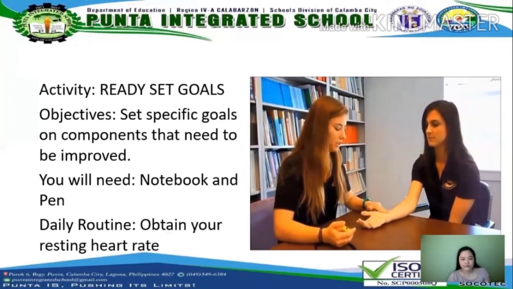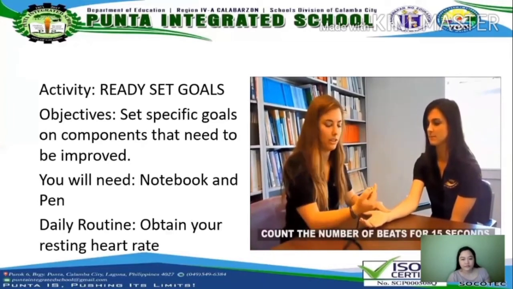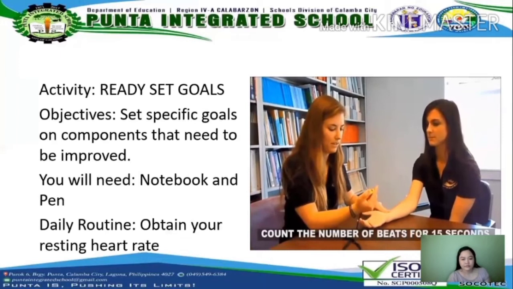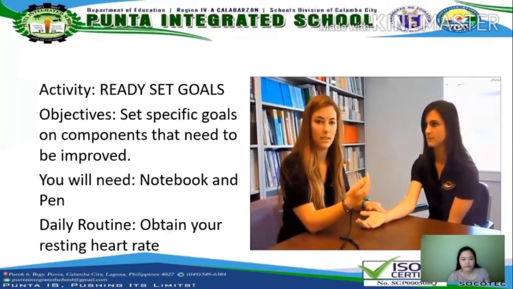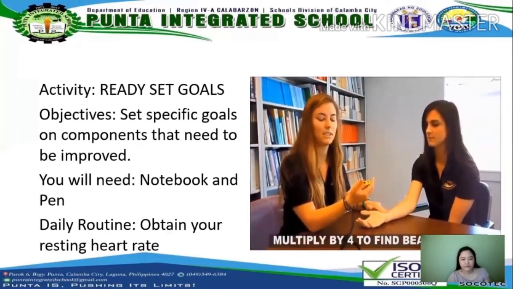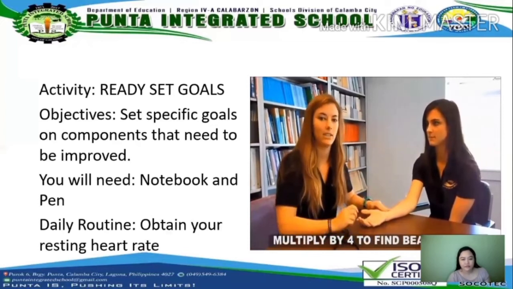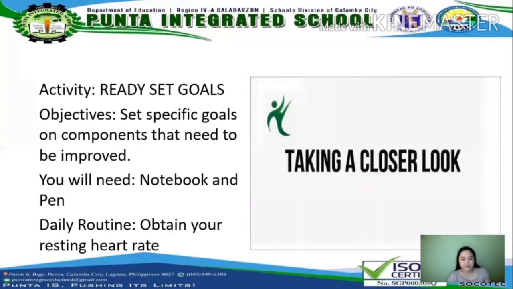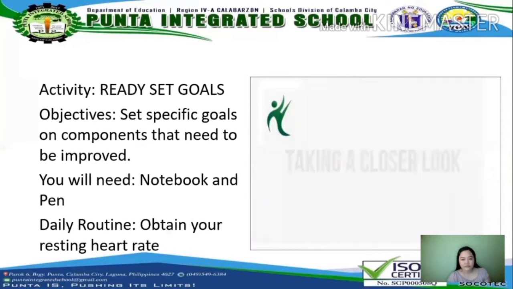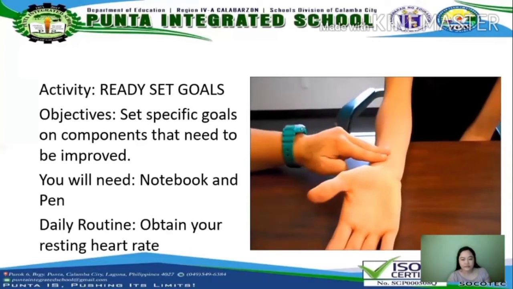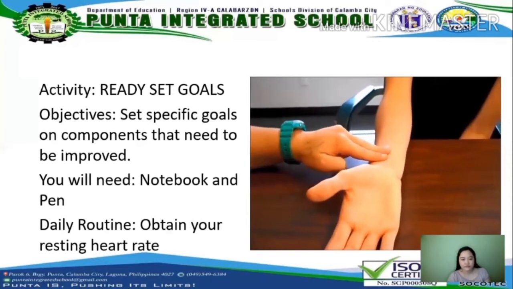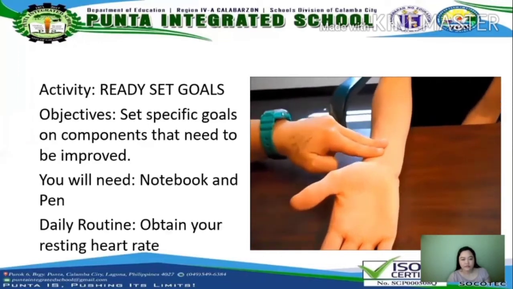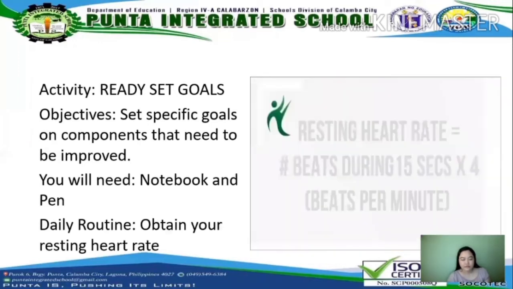And make sure once you have it, then you use your stopwatch and you go for 15 seconds. And you count how many beats in those 15 seconds. Multiply that by 4 and that's their resting heart rate. On the radial side, find the radial artery. Press in with your forefinger and middle finger until you can find the pulse.